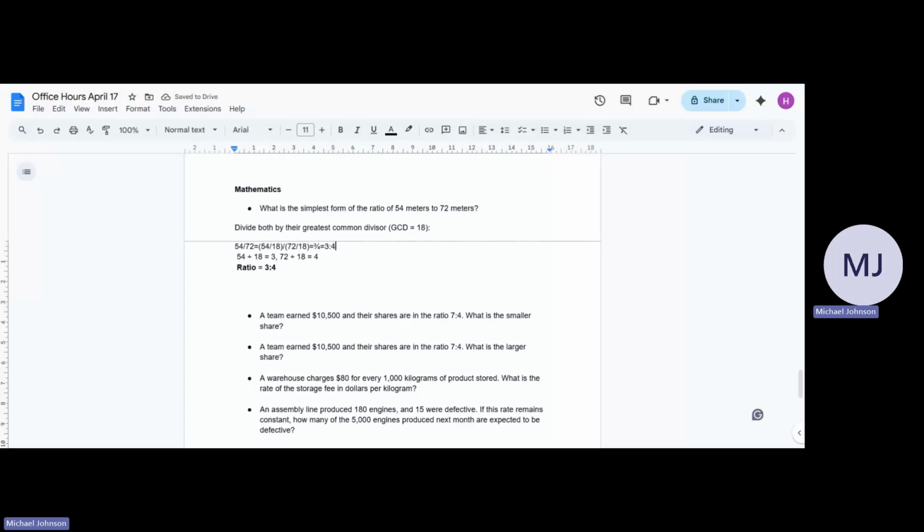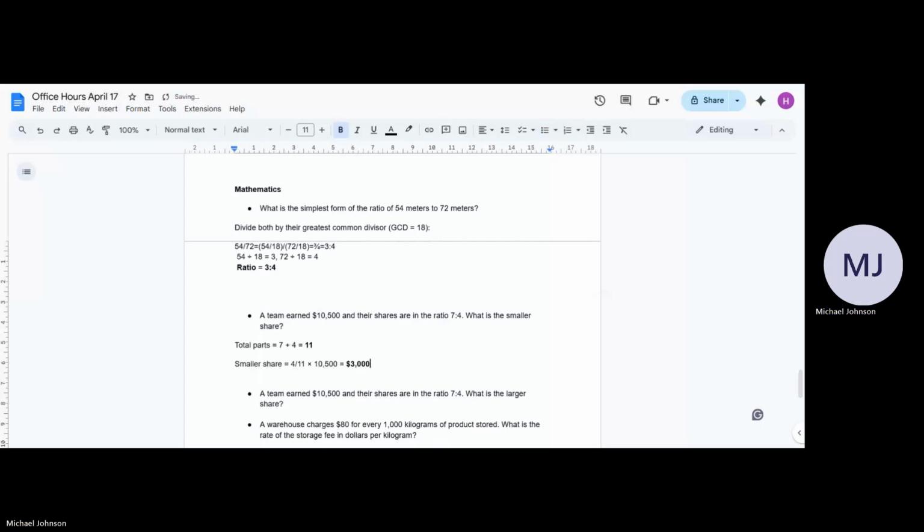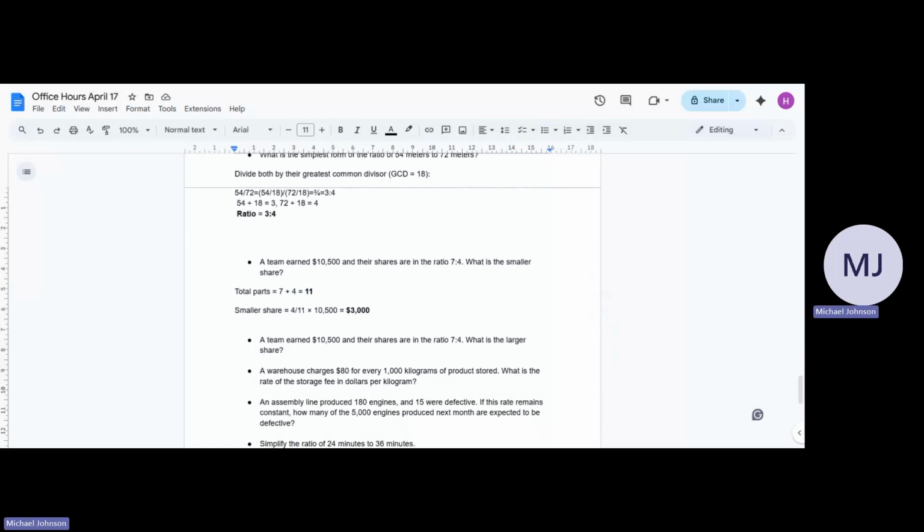And then the next one here: a team earned $10,500 and their shares are in the ratio 7-4. What is the smallest share? So here, total parts equals 7 plus 4 equals 11. The smallest share is the 4. So the 4 divided by 11 times 10,500, and you get $3,000. So that's how you do that one.